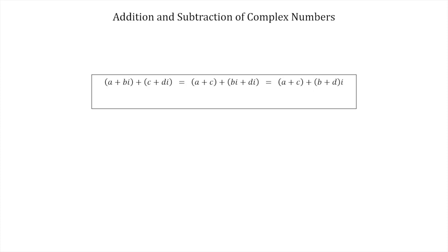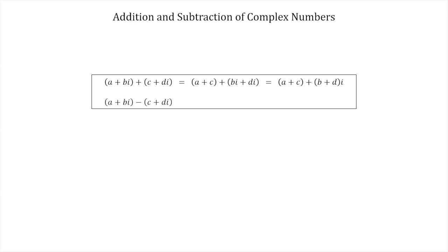So the point here is, if you have two complex numbers of the form a plus bi and c plus di, and you add them up, the question to ask is, how do I write this also in the form real part plus imaginary part? Well, this is how we do it. We just add up the real parts, a plus c, and then we add up the imaginary parts, b plus d, and times by i, and that gives us the answer.